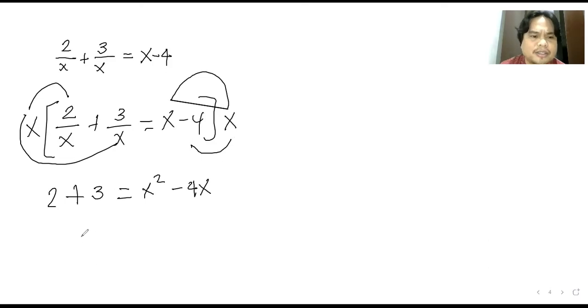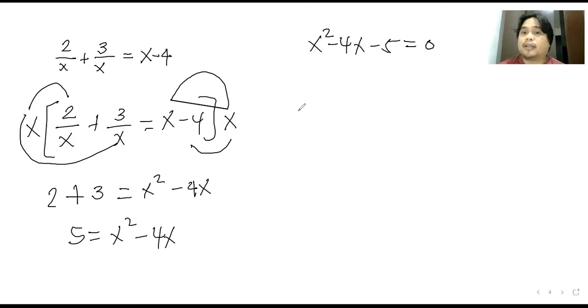Then just further simplify. You'll have 5 here, x squared minus 4x. And that becomes x squared minus 4x minus 5 is equal to 0. Now that we have transformed the entire thing into its standard quadratic form, all we have left to do is identify the values. Your A here is 1, your B is negative 4, and your C is negative 5.